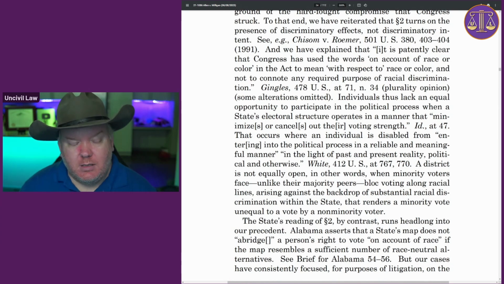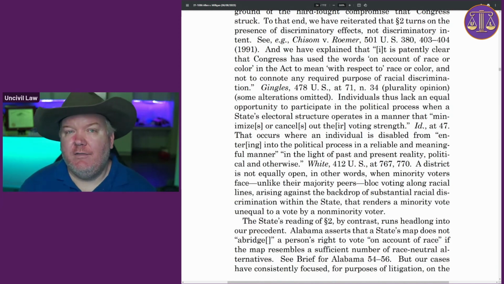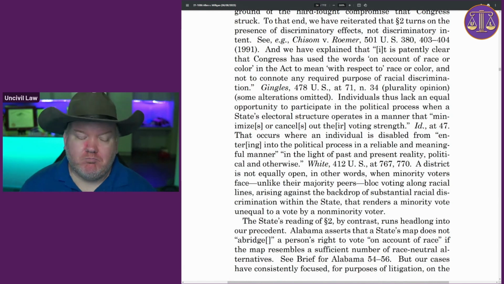So basically, the Supreme Court is saying in so many words that your feature is actually a bug. The fact that you are not taking race into account is actually partly the problem, because the Voting Rights Act says on account of race. That means with respect to race. And we also look to effect. So the fact that it's racially blind is perhaps part of the problem.